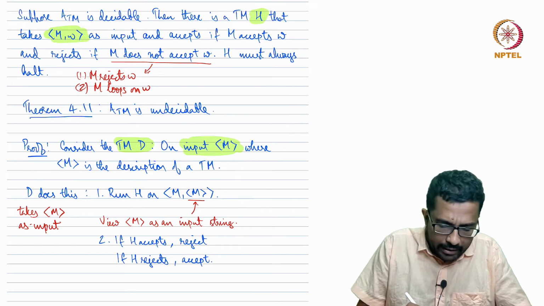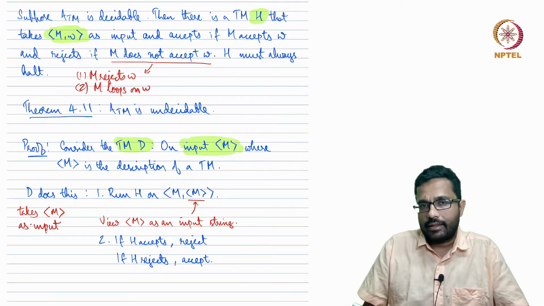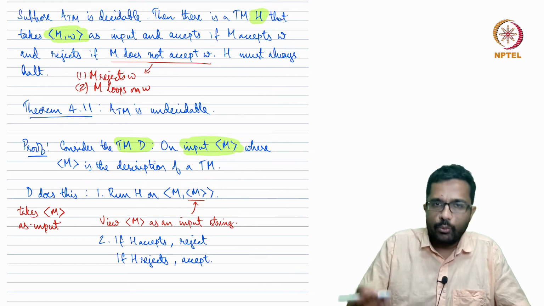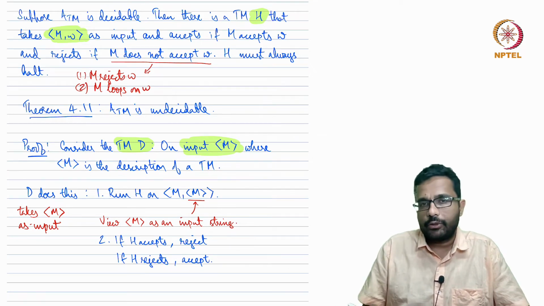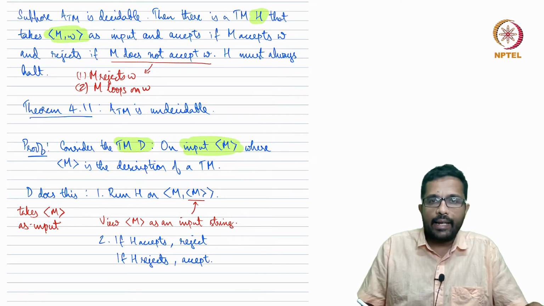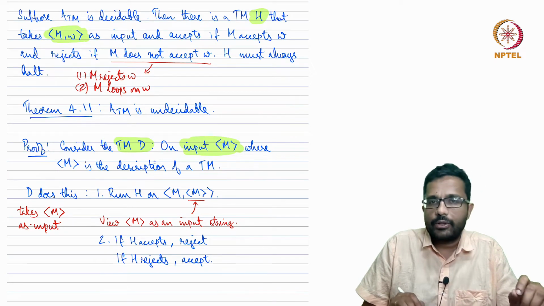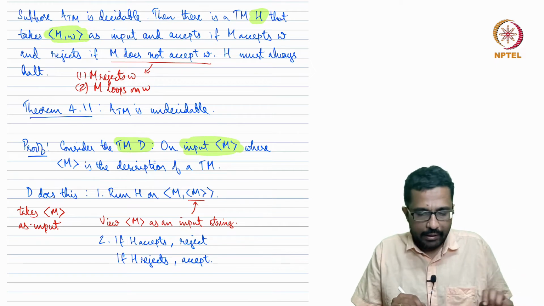So we run H on the Turing machine M and the description of the Turing machine as a string. The same Turing machine M appears in two ways: one as the Turing machine, and two as the input of the Turing machine. So what does D do? D runs H, which is the decider for ATM, on the pair M and the description of M. And then it does one more tricky thing.